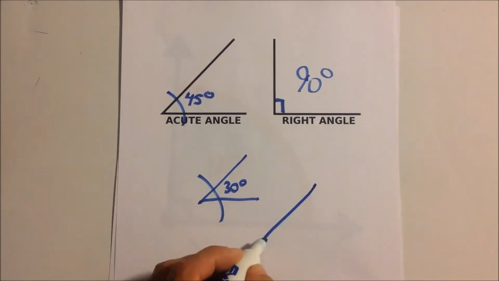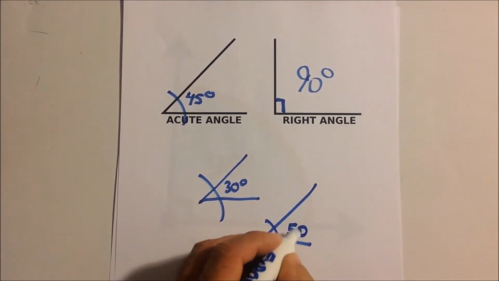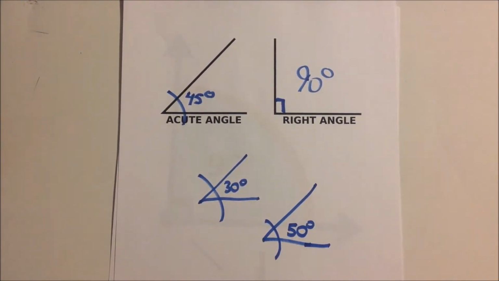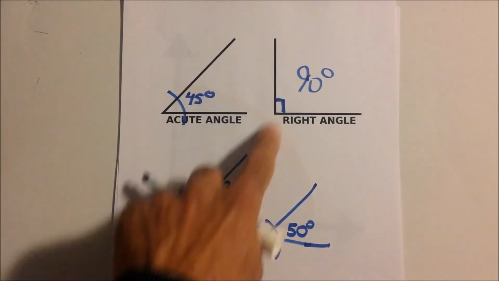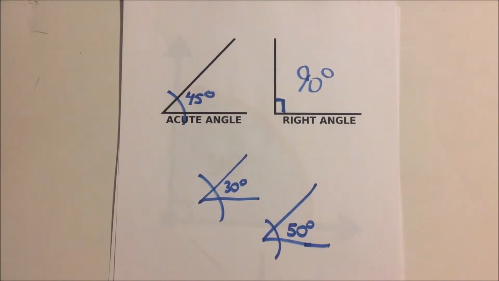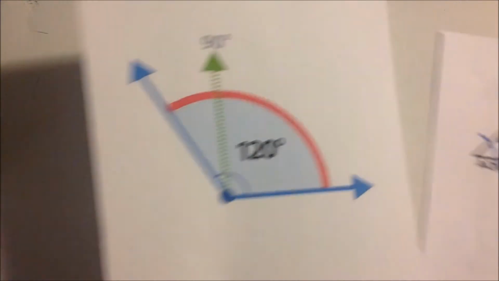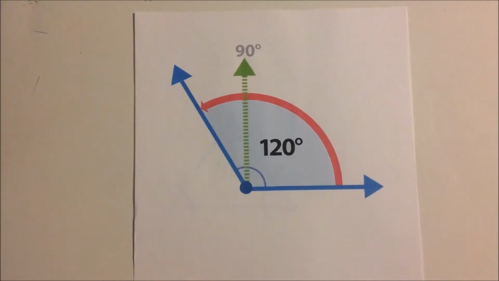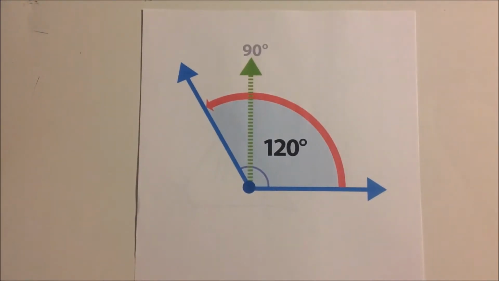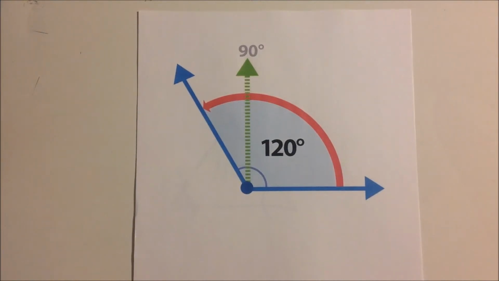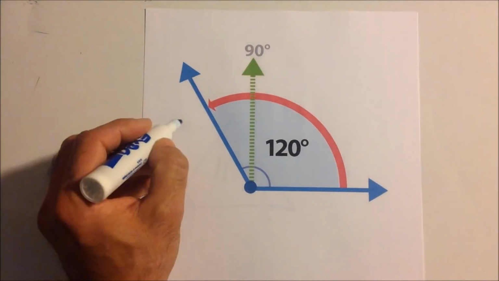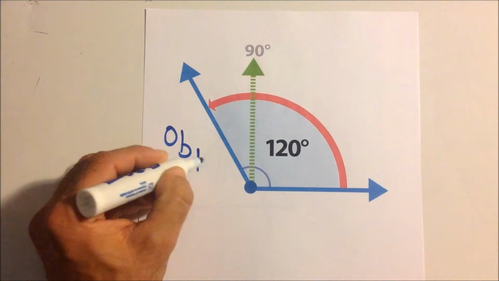So what if I made an angle like this and it was 50 degrees? Is that an acute angle? Yes, it's 50 degrees. It's less than 90. Anything less than 90 is an acute angle. Okay? Now anything more than 90 degrees but less than 180 would be an obtuse angle. So this is obtuse.